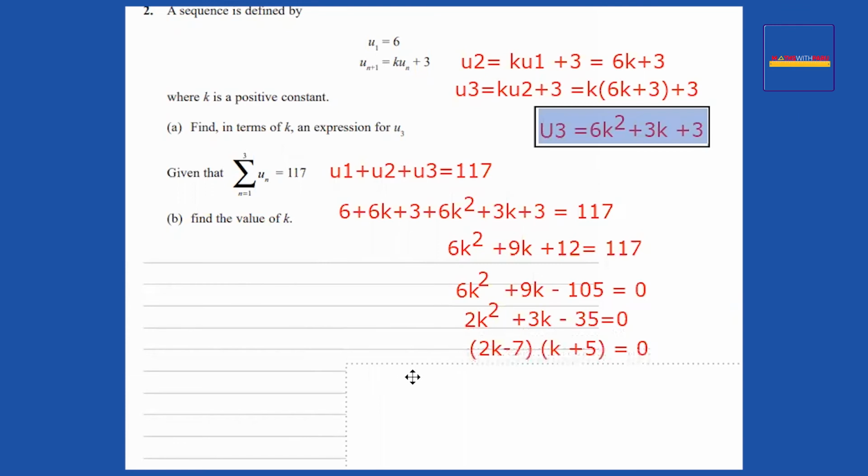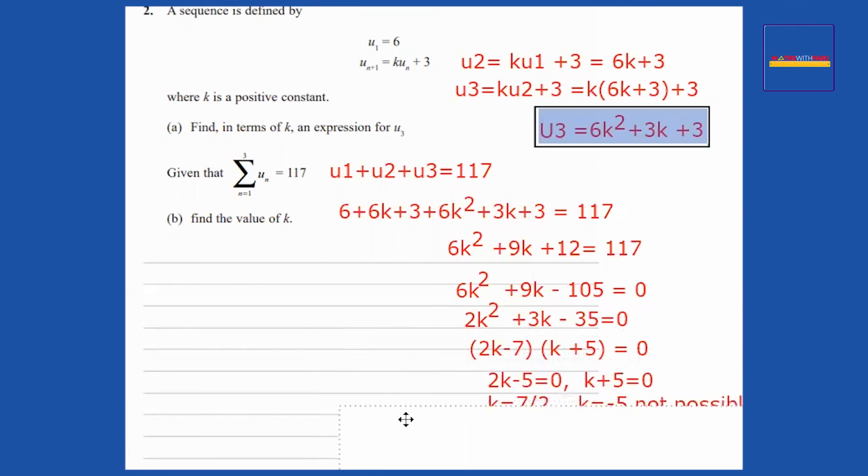We all know how to factorize this, and we end up with the values of k is equal to 7 over 2, and k is equal to minus 5. Now, we actually know that k cannot be a negative number because that's how it was defined. This should be 7. This is a typo here, so I'm going to add a 7 there.